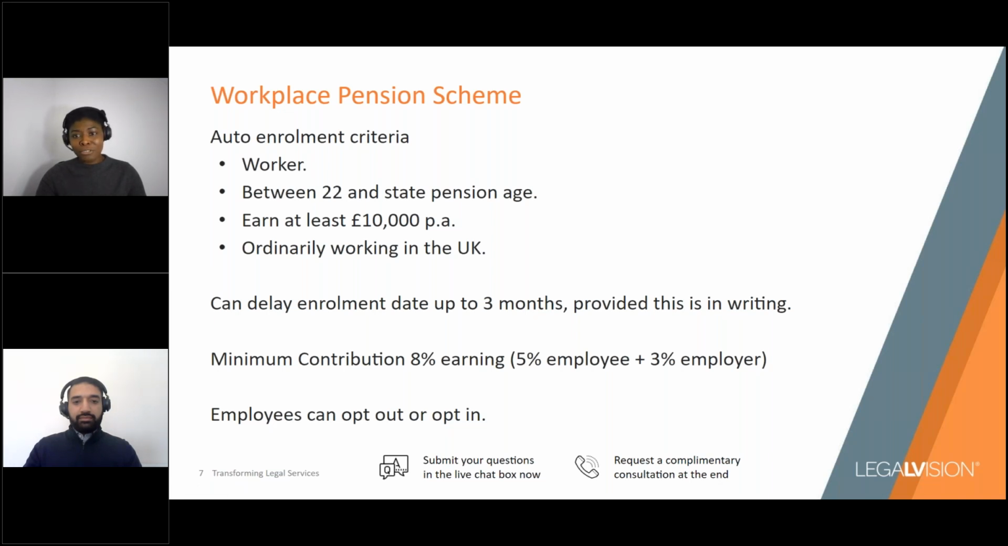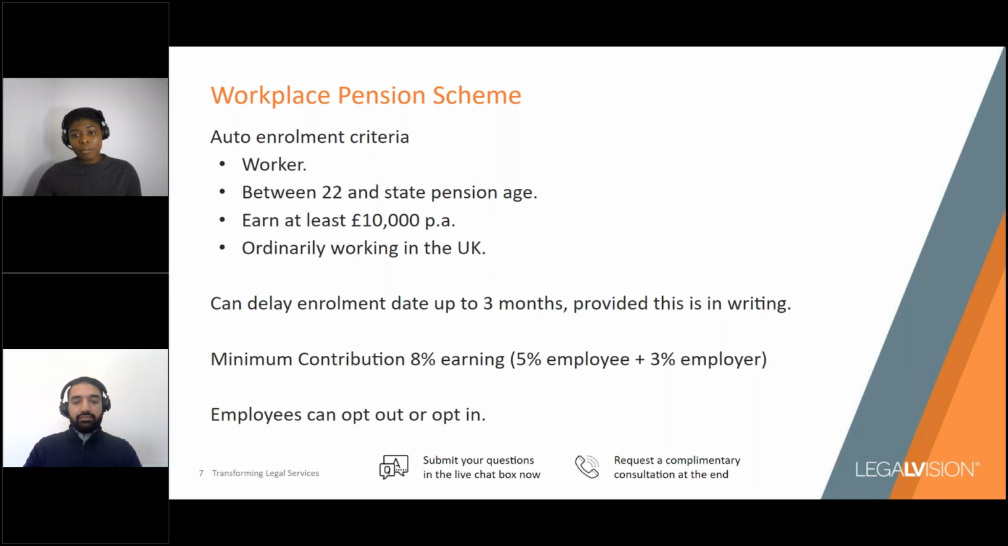Pension schemes have been in the news recently, we all know. But when we talk about workplace pension schemes in the UK, we work with auto enrollment, and people always ask the question, what is auto enrollment? Simply put, in the UK, all employers must provide a workplace pension scheme. Auto enrollment means that you must automatically enroll employees that meet certain criteria into that workplace pension scheme.